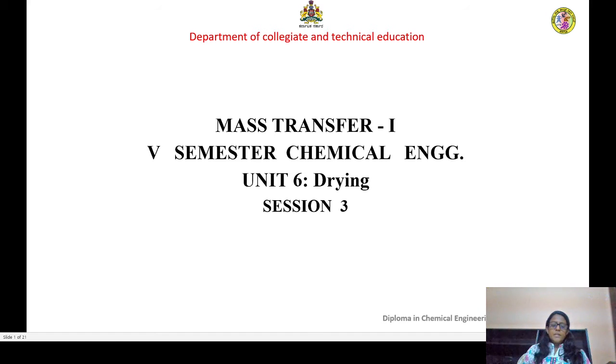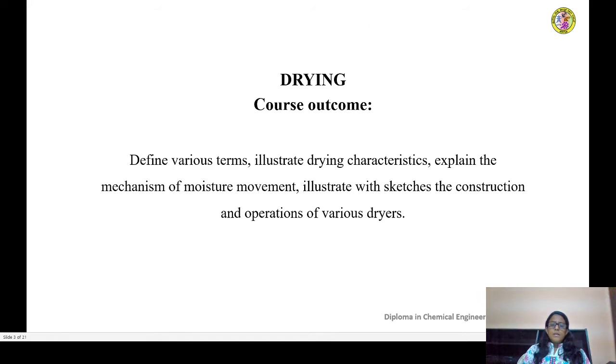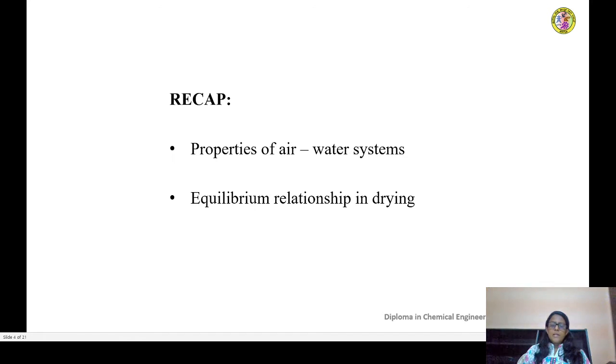So you all know that we are in the process of understanding the drying operation under unit number 6 of the course, and having completed the first two sessions, let us see what we are supposed to learn in today's session. In the last session we learned about the various properties of the air-water vapor system. Then we also learned the equilibrium relationship in drying operation.